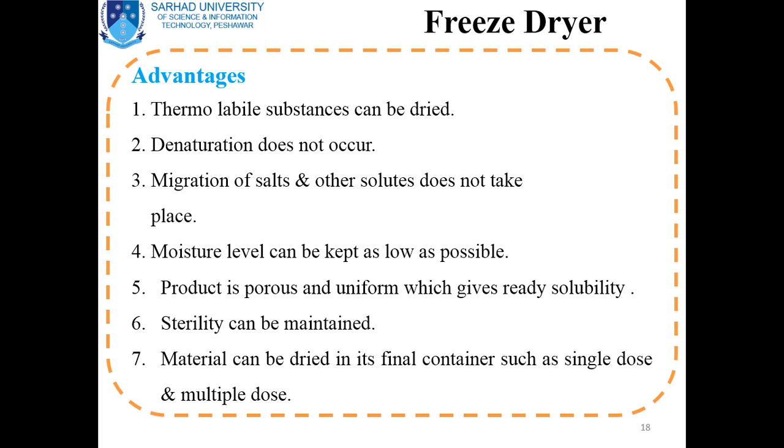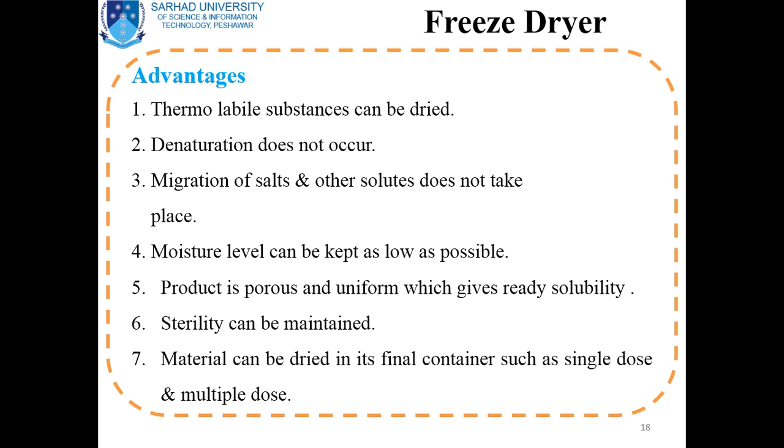A readily soluble product will be there because of the porous and uniform drying process, and sterility can be maintained without contamination because the product is not converted into an intermediate step; it is converted directly into vapor without converting into the liquid state from the solid state. Material can be dried in its final container, such as a single dose or multiple dose container, and in the final container the material may be dried.